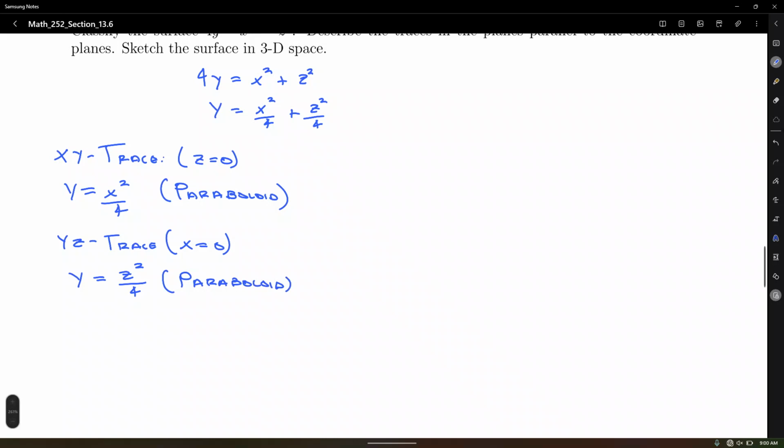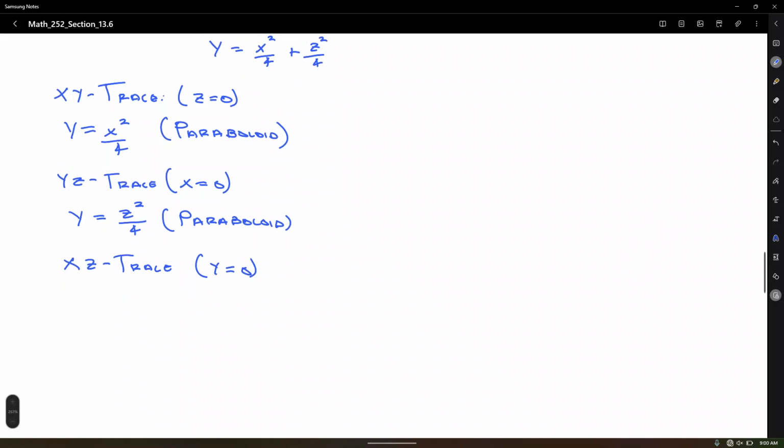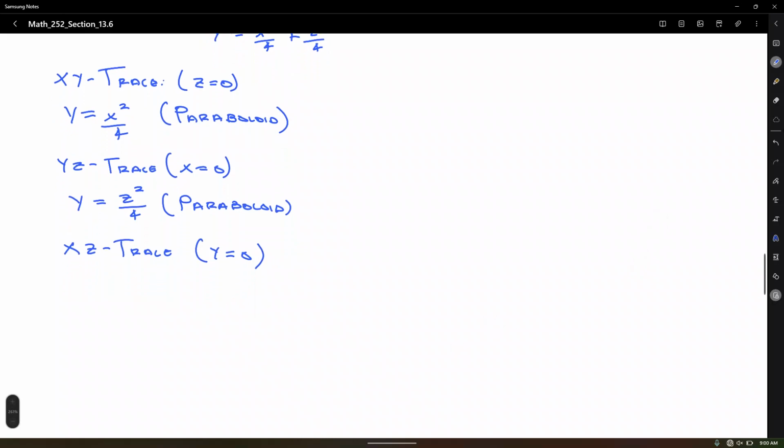The next one is a little tricky. The XZ trace. Well, what about it? So we need to make y equal to 0, right? That doesn't seem like the hardest thing in the world. However, we are going to run into what looks like a dead end because, okay, 0 equals x squared over 4 plus z squared over 4.